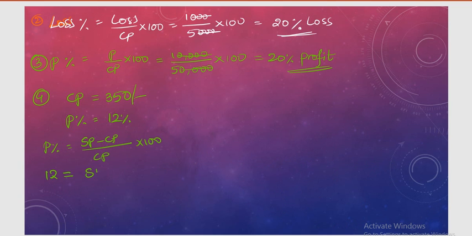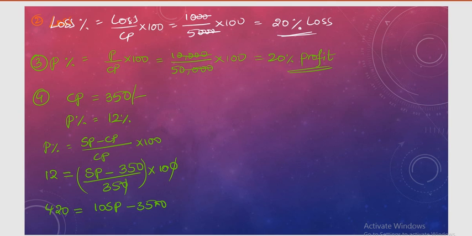12 is equal to, since we don't know SP, let it be SP minus 350 by 350 into 100, right? If I cancel these zeros, 1 zero in the denominator, then what am I going to get? 35 into 12. 35 times 10 is 350, plus 35 twos are 70, so 350 plus 70 is nothing but 420. So 420 is equal to 10 times SP minus 350 into 10, which is 3,500.